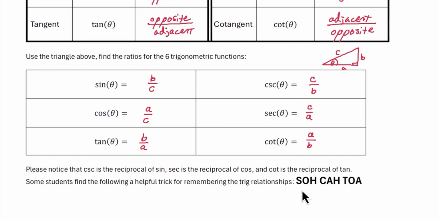There is a mnemonic, SOHCAHTOA. Sine is opposite over hypotenuse. Cosine is adjacent over hypotenuse. And tangent is opposite over adjacent. SOHCAHTOA is a mnemonic that is helpful to memorize the first three, and we can come up with the other three using the fact that they are the reciprocal of the original SOHCAHTOA.